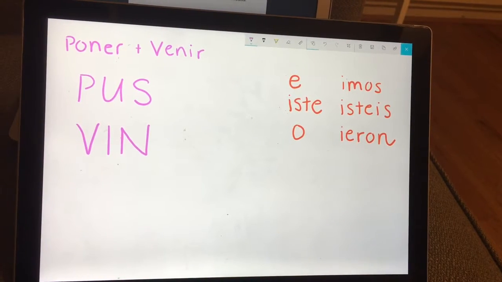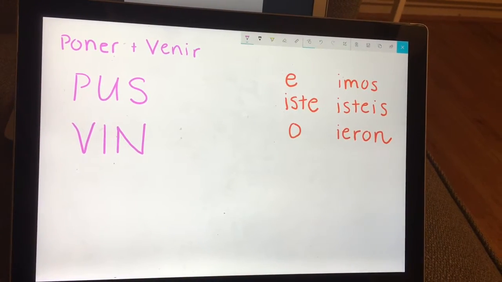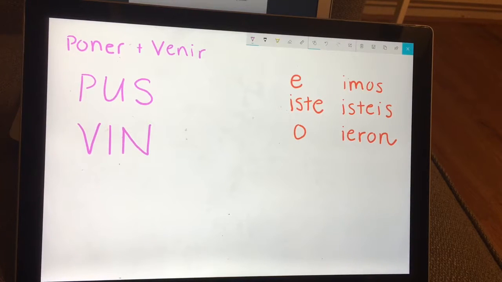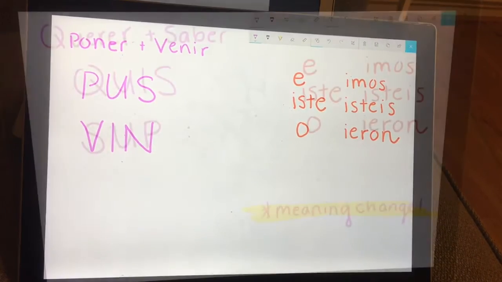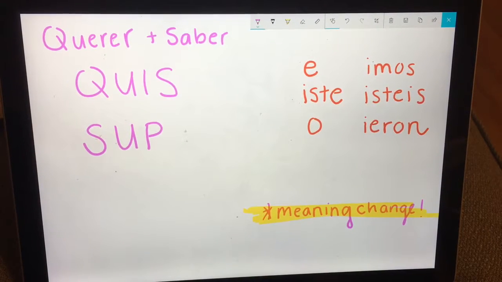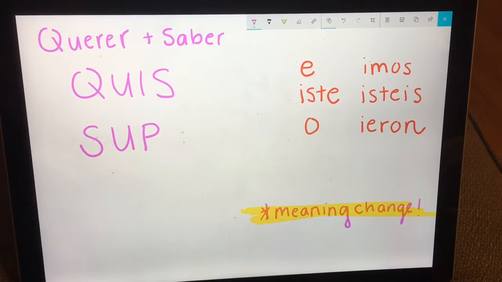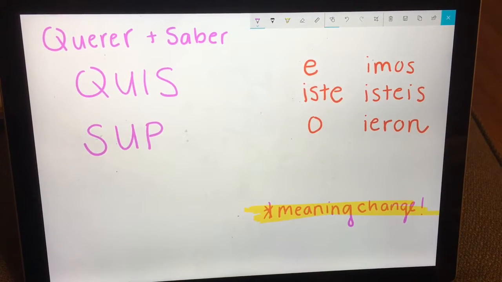ayer. And if I wanted to say, he came to the beach yesterday, Roberto vino a la playa ayer. So those are the stems. Next up is the verbs querer and saber. So it's important to understand that in the preterite, querer and saber mean different things.